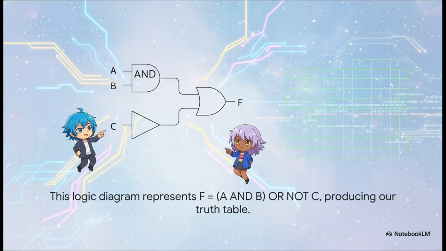What you're looking at here are two sides of the same coin. On the left, we've got a logic diagram, which is like a visual blueprint of our expression, and on the right, you have its truth table. They represent the exact same logic, and you can build one directly from the other.